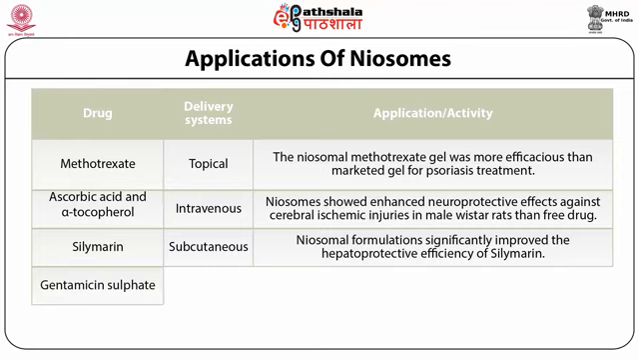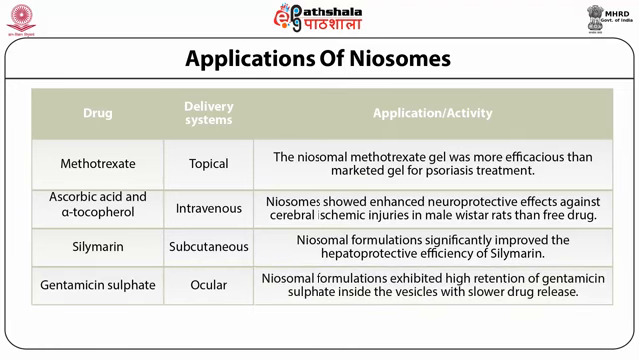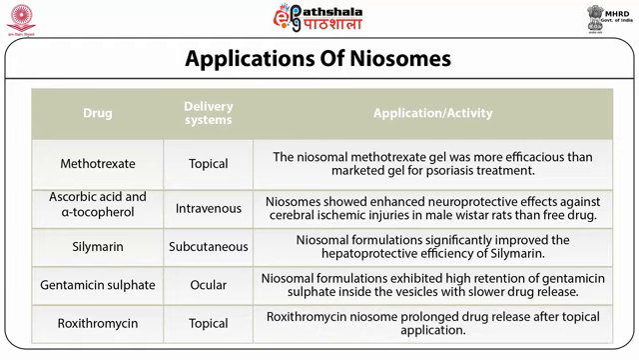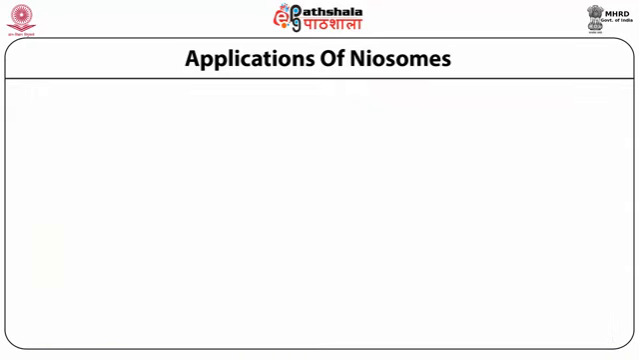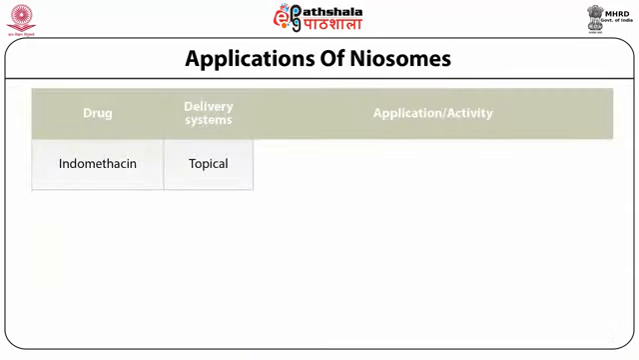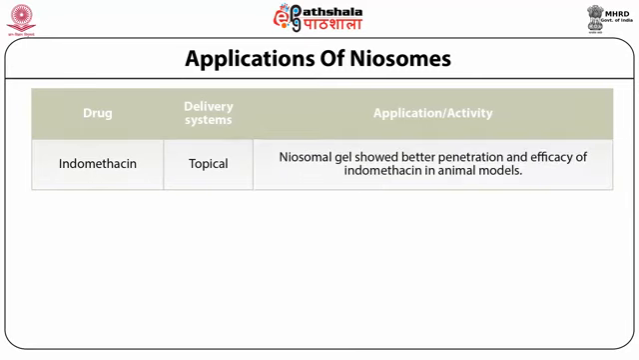Then gentamicin sulfate for ocular application in the form of niosomes exhibited high retention of gentamicin sulfate inside the vesicles with slower drug release. Then roxithromycin, used for topical application: the niosomes of roxithromycin prolong the drug release after topical application. The niosomal gel of indomethacin showed better penetration and efficacy of indomethacin in animal models.